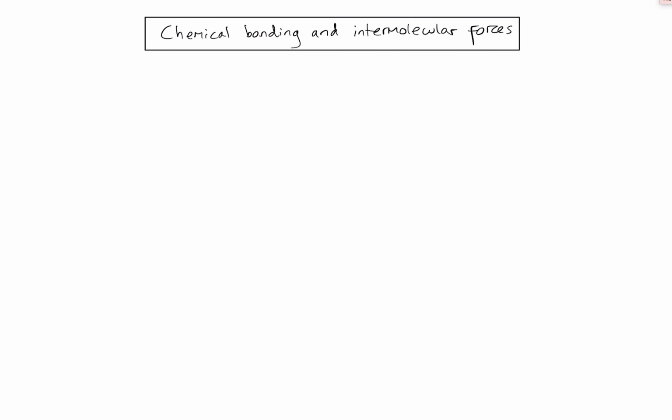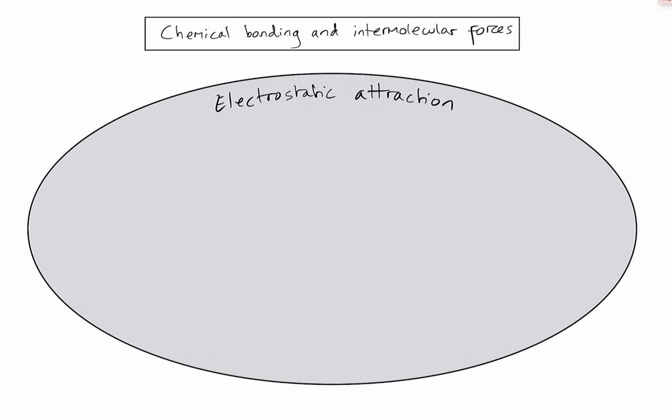Right, let's try and do a quick summary of chemical bonding and intermolecular forces, and we're going to do this using a Venn diagram to try and help clarify our conceptual understanding. So the first key point is that all types of chemical bonding and intermolecular forces are all types of electrostatic attraction. So actually, if we're doing a Venn diagram here, then my three types of bonding and all the types of intermolecular forces can go inside this circle because they're all types of electrostatic attraction.